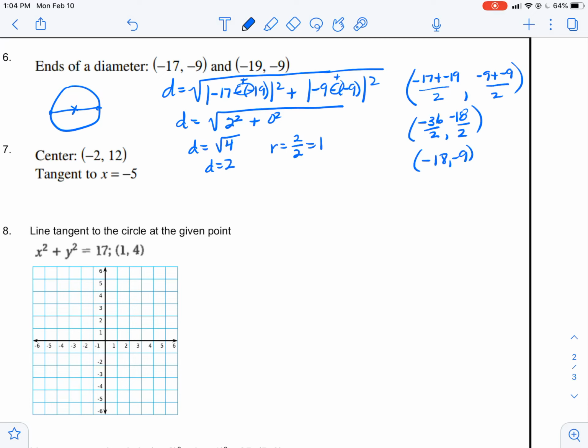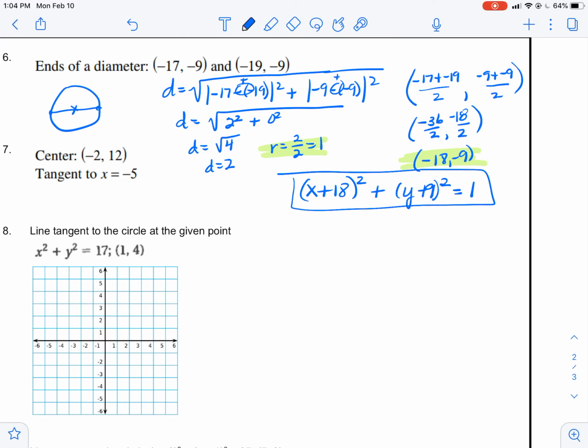Okay, so now I have my radius is 1. Here is my center. Okay, and now I can write my equation. So I have, whoops, I don't know why I started with y. I have x plus 18 squared plus y plus 9 squared equals radius squared, which would just be 1 squared, which is 1. Okay, and that would be your final answer for this problem.